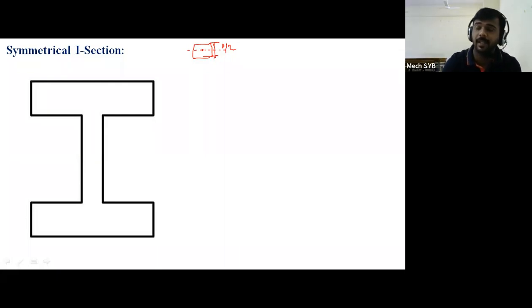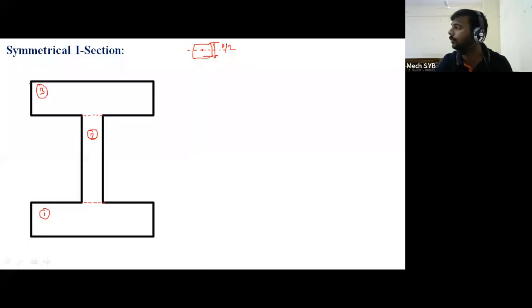If you see here, it consists of a total of 3 rectangles. For example, if I join this section and this point, this is section number 1, this is section number 2, and this is section number 3. What I have done is drawn dotted lines, and this section is divided into 3 rectangles. The bottom one is horizontal rectangle number 1, then another vertical rectangle number 2, and the third one is horizontal rectangle number 3.